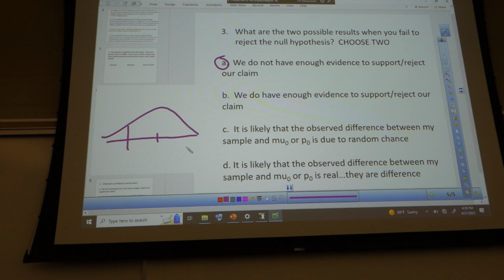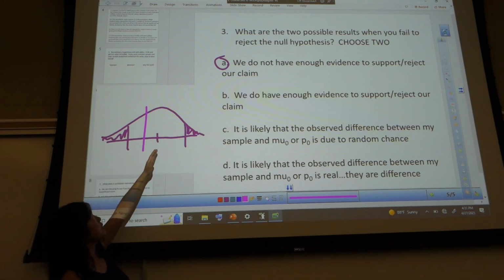Right, so here is my rejection regions. Here's mu naught in the middle. If I fail to reject the null hypothesis, am I on the rejection region or the non-rejection region? Shaded area or the not shaded area? If I fail to reject the null hypothesis. Non-shaded. Everybody okay with that part? Yeah. If I'm in the non-shaded region, I do not reject the null hypothesis.